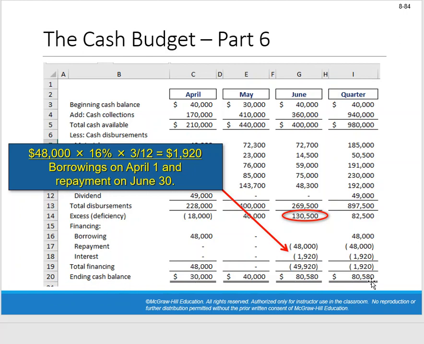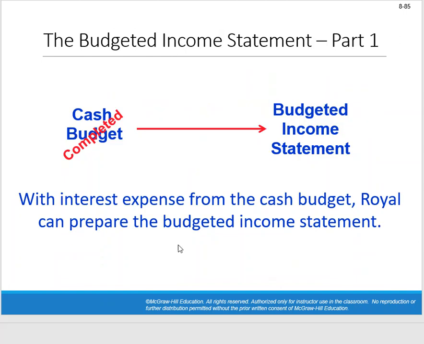And then our ending cash balance is not a sum across, but it's our ending cash balance at the end of June. So not a sum, but our balance as of June 30th should be $80,500. And mathematically, this should all work out. So the cash budget, I think, is the trickiest part. Our next job is to do the budgeted income statement. We can't do the budgeted income statement until we get that interest expense. And we can't do the interest expense until we figure out how much cash financing we need. So that's why we have to do the cash budget first.